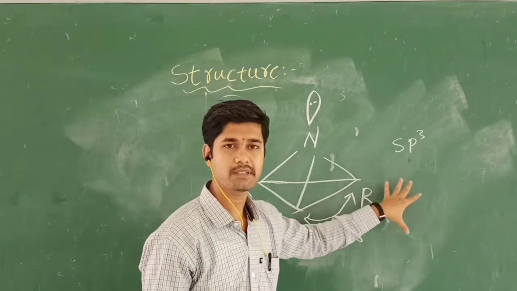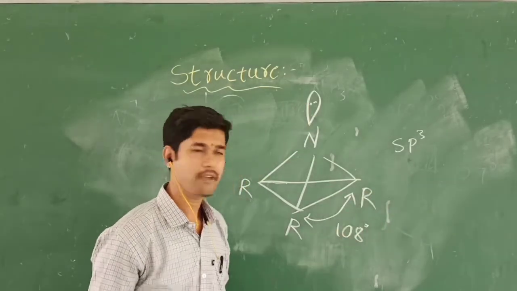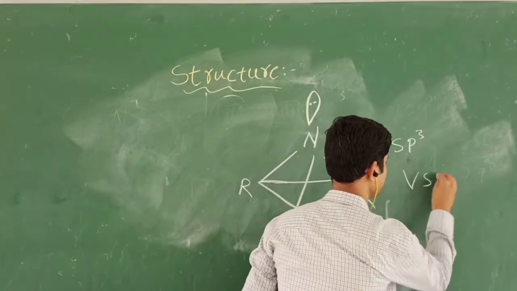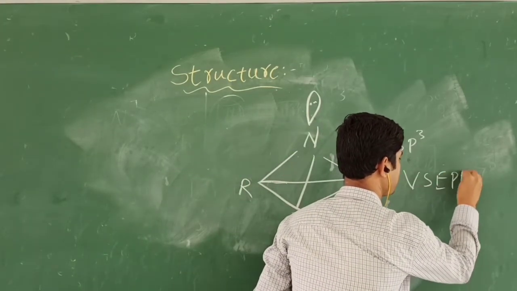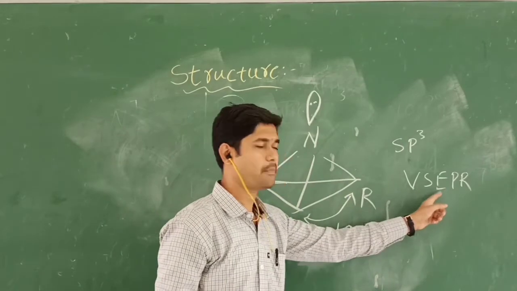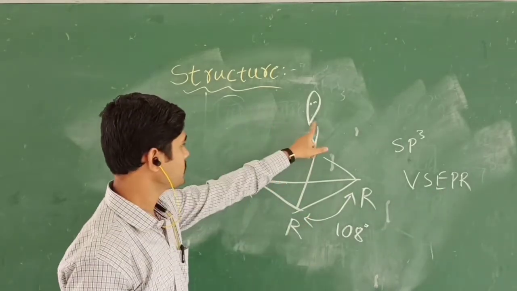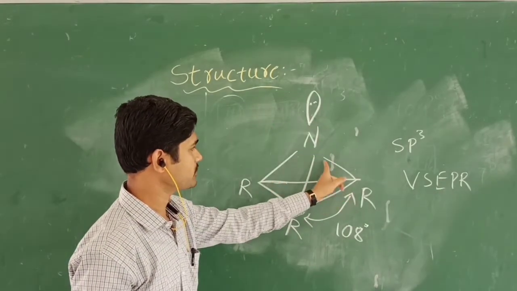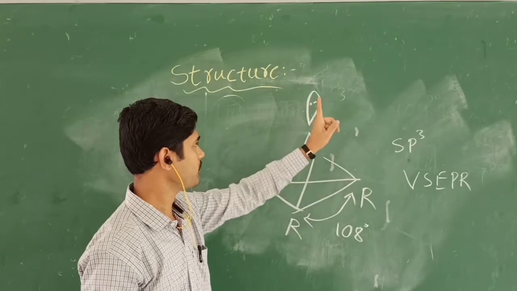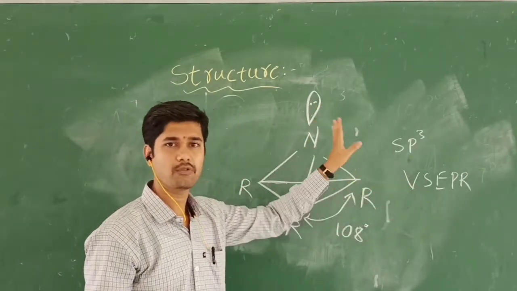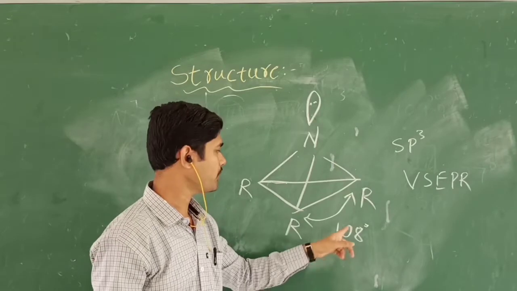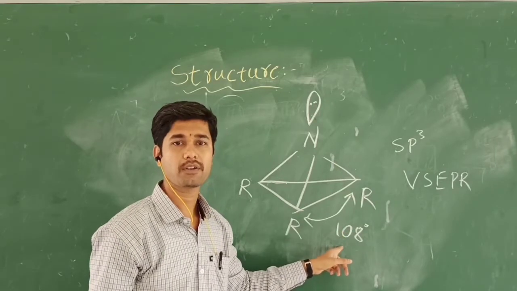So this is the sp3 hybridization, and according to VSEPR theory, valence shell electron pair repulsion, what happens here? The lone pair and the bond pair. This is called the bond pair and this is called the lone pair. According to this theory, due to lone pair and bond pair repulsion, the bond angle goes to 108 degrees.